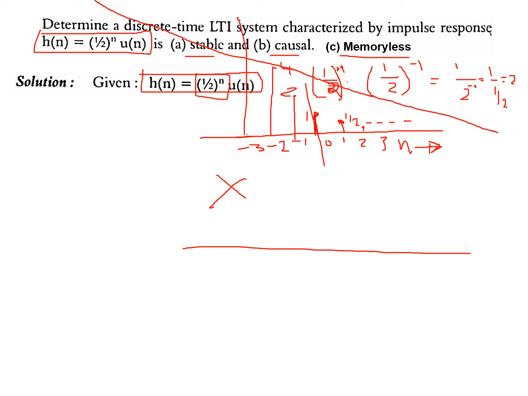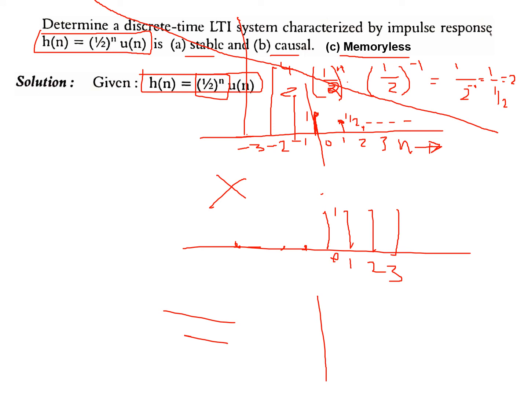Now, to get the overall h of n, I have to multiply with the u of n. U of n is what? U of n is multiplying this signal with 1, 1, 1. All these values are 1, that is, at n equal to 0, n equal to 1, n equal to 2, n equal to 3. All these values are 1. For anything less than 0, it is 0. The values are 0, 0, 0, 0. Everywhere it is 0. Now if I multiply these two signals, what is the resultant?